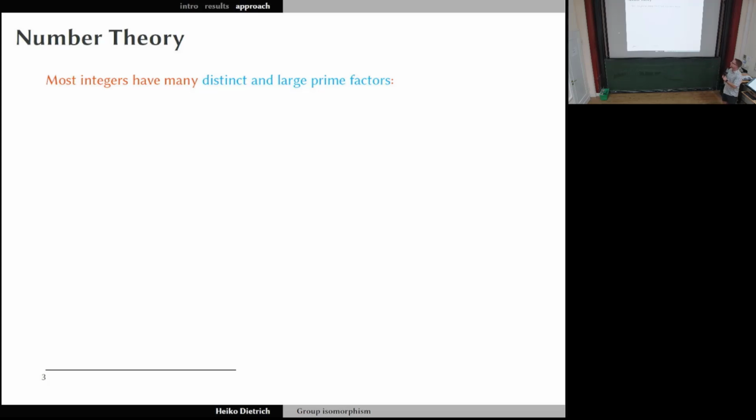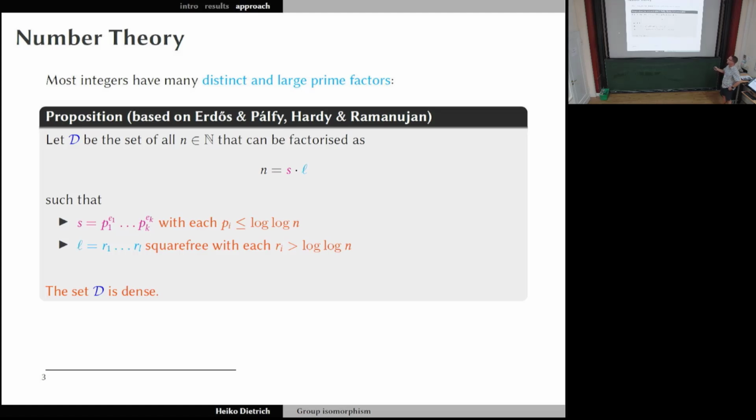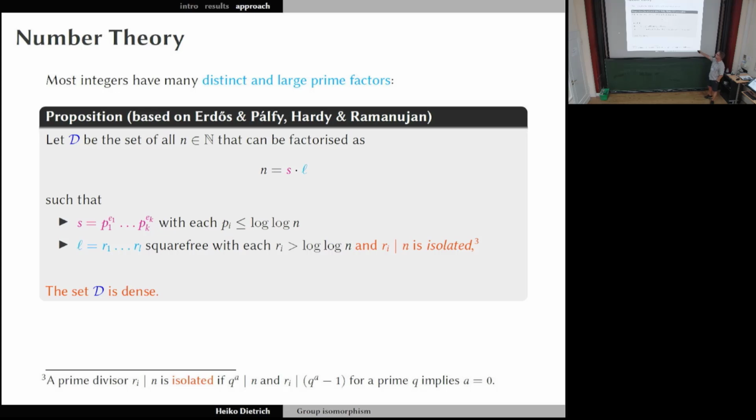It's all based on the fact that most integers have many distinct and large prime divisors. It's a result of Pálfy and Erdős. They say that if you look at the set of all positive integers that factorize into S times L, small and large, such that S contains all small prime divisors, where small means less than log n, and L contains all large prime divisors, then this set is dense. You can also assume that this is square-free, and that every divisor of L is what's called isolated. I'm not going into the definition here. The set is still dense.